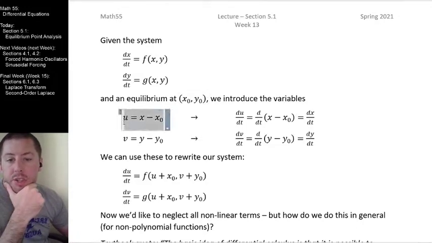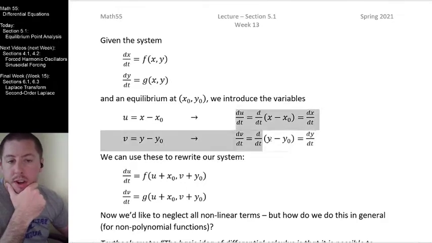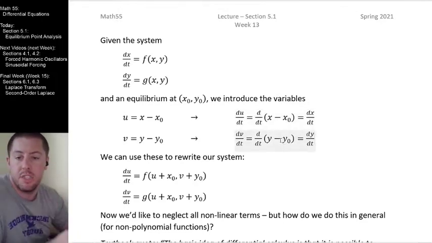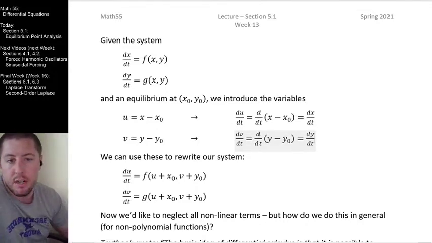We can always introduce the 2 new variables u and v that will shift the equilibrium at x naught, y naught to 0, 0. And you should notice that if x is x naught and if y is y naught, then u being 0 and v being 0 is now our equilibrium location. You should also notice that in general, our derivatives are always going to match identically between u and x and v and y, because making just a constant shift is never going to affect what our slopes are. The derivative of that constant term just goes to zero.